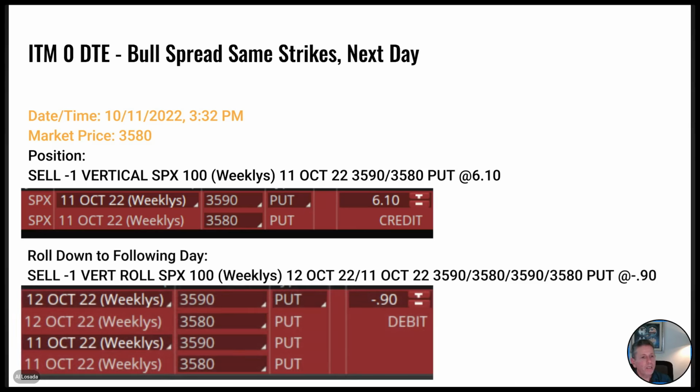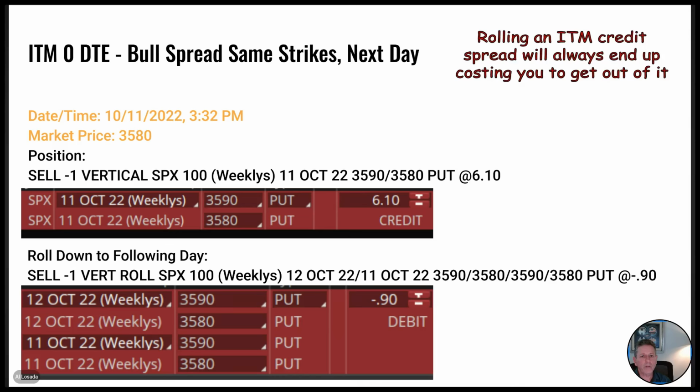Okay, now we have an in the money. So now we're in the money. So this is 10 cents out of the money, right? And now you have a $6.10 debit. And to roll that, you won't be able to do it with a credit. You'll get a debit on this. So you have an in the money credit spread, which always ends up costing you a lot of money.